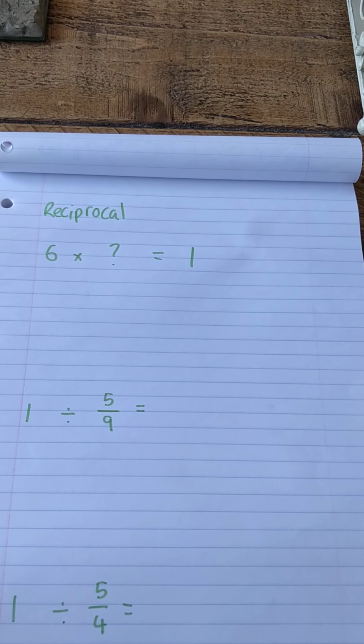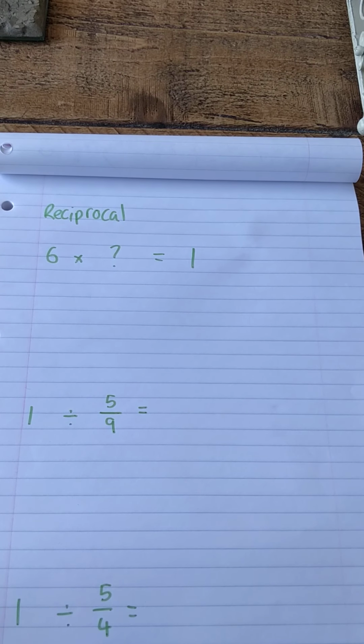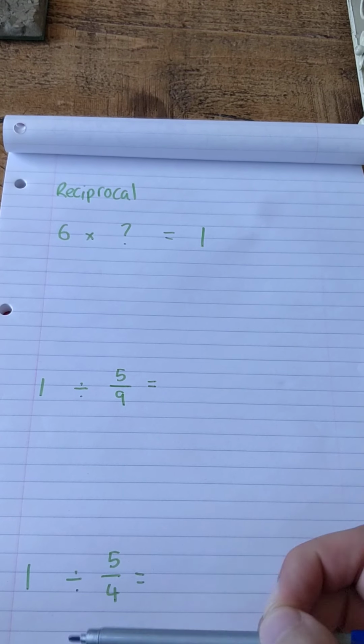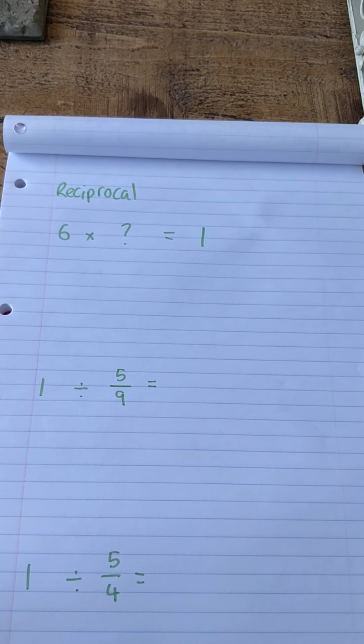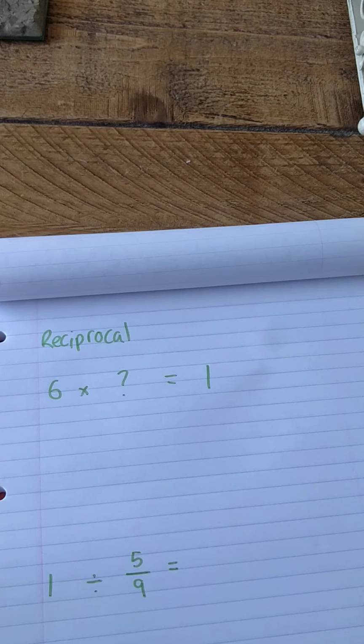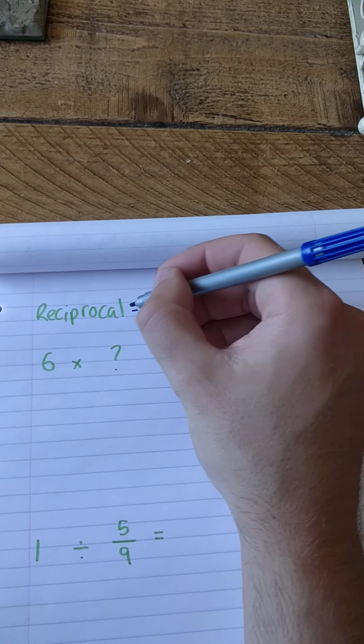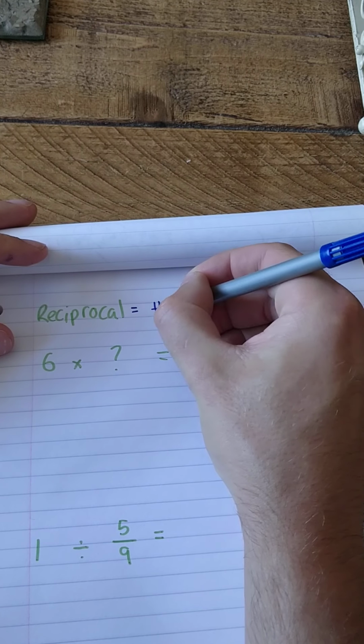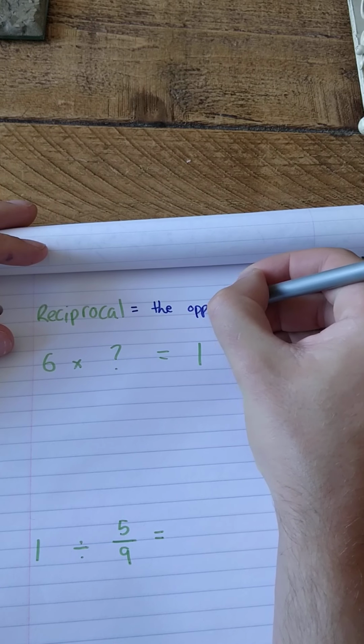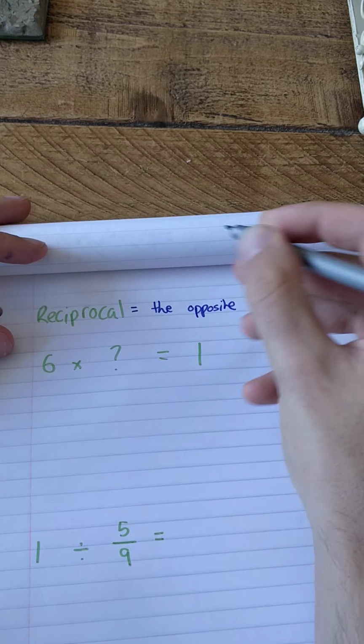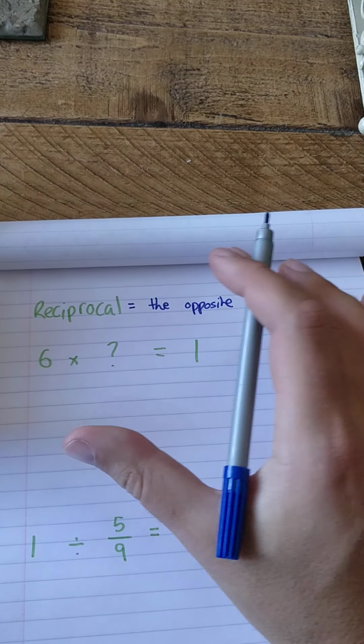Right, so with this video, it's all about knowing what a reciprocal means, and this is why I set you dividing by fractions beforehand, because as you can see with these two later questions, you're just dividing by fractions. So reciprocal means, in some respects, the opposite to what you originally have.